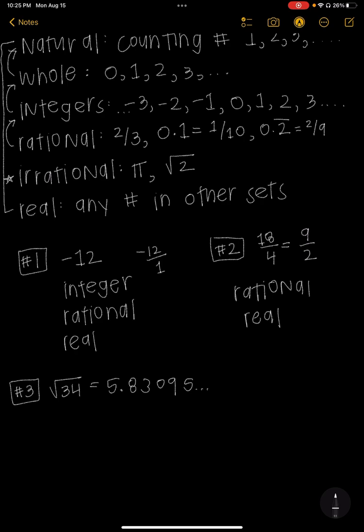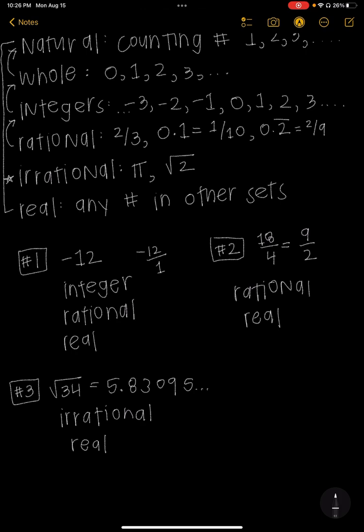Because it's that never-ending decimal, we can skip through this first chunk of different number sets and we can go straight to the irrational because irrational is those never-ending decimals. So I know for sure this is an irrational number. And because it's irrational, we also know it's real because everything in here is going to be real. But those are the only 2 sets that it belongs to.